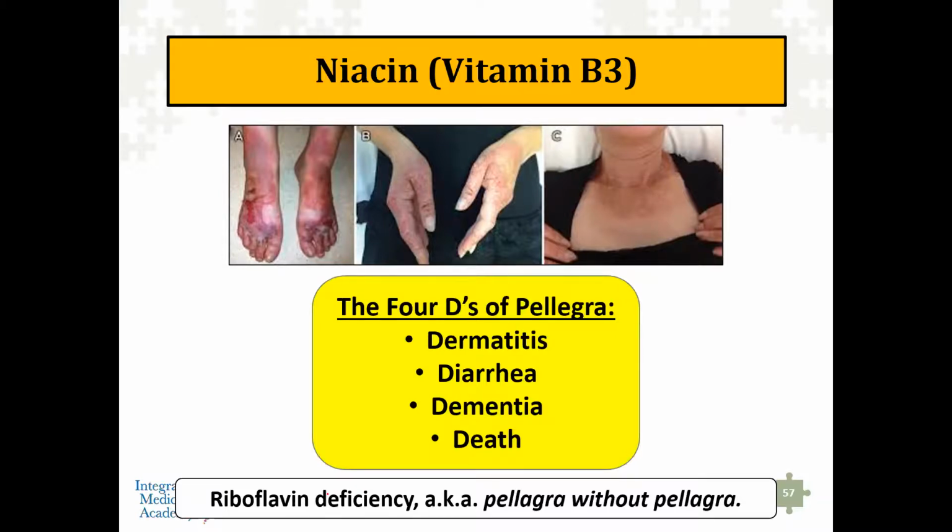Now, riboflavin deficiency, another name for it is pellagra without pellagra, because people can end up developing similar looking stomatitis type issues in the mouth and inside the mouth, but they're typically not getting the other rashes throughout the body that are affecting the feet, affecting the hands, for example. So from an oral standpoint, it looks very similar to a riboflavin deficiency. A distinguishing feature is these rashes and dermatitis effects in other places of the body.